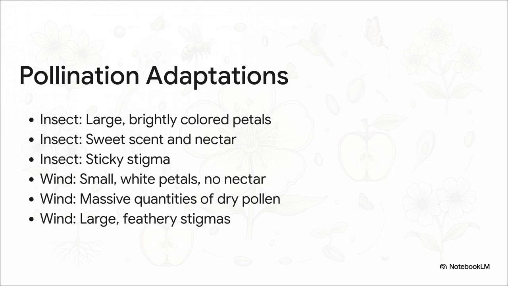And every single characteristic of these flowers serves as a highly specific tool. Insect-pollinated flowers are offering up sweet nectar rewards, and they have sticky stigmas so the pollen easily brushes off a visiting bee. Wind-pollinated flowers, though, they skip the nectar entirely. Instead, they produce massive, massive quantities of incredibly light, dry pollen, and they use large, feathery stigmas that act like giant nets to catch that airborne pollen as it blows past.